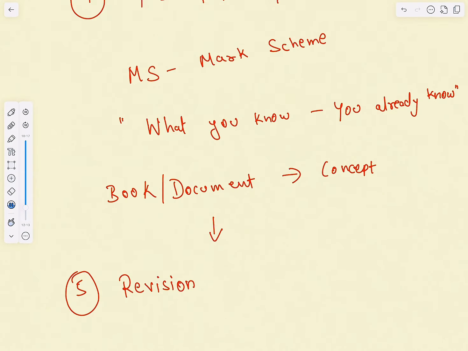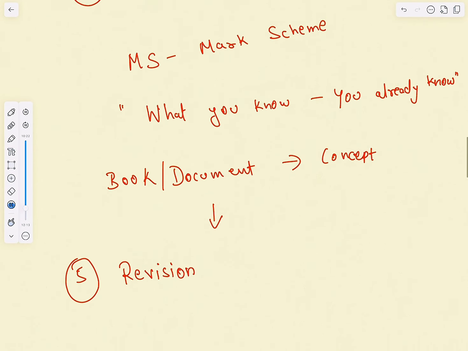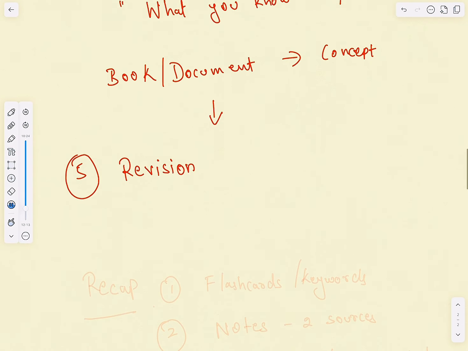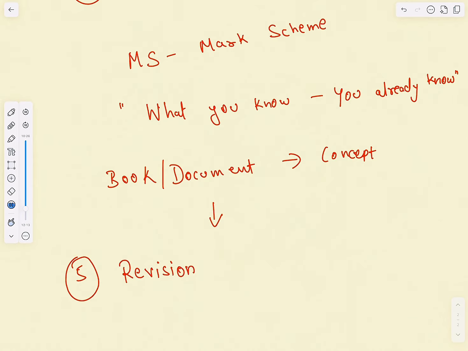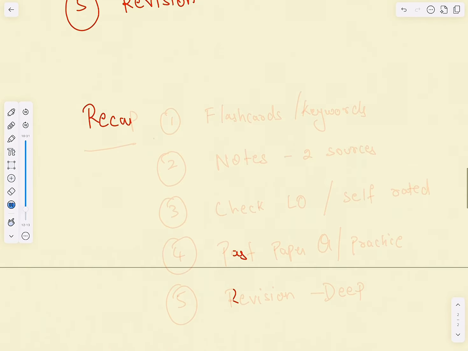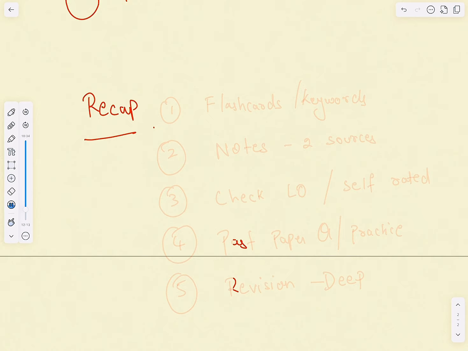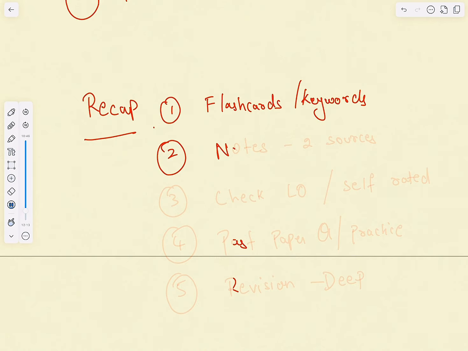Now, this 5-point exam prep works for all primary, secondary, A-level, GCSE, university students, adult learners. Learning is learning. Now let's have a quick recap of what your tutor doctor told you today. Step 1, flashcards. Always flashcards, definitions, keywords is what you're going to learn. Step 2, notes. Only from 2 resources. Only 2 resources and trusted ones.